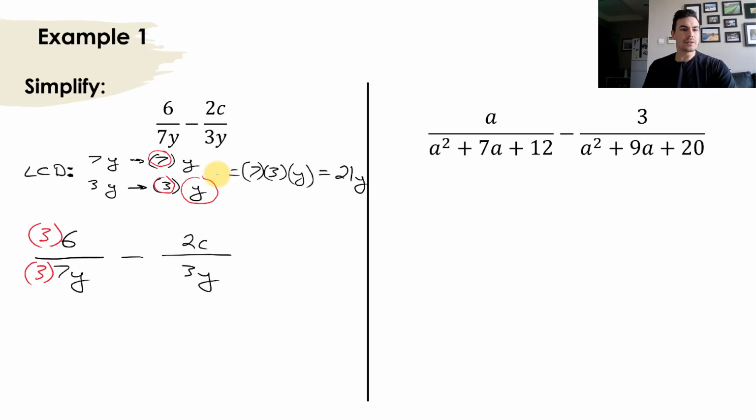And then we'll take a look at our second term, 2c over 3y. What are we missing from this denominator that would give us the least common denominator? That's our 7 here. Okay, so I'll multiply by 7 over 7.